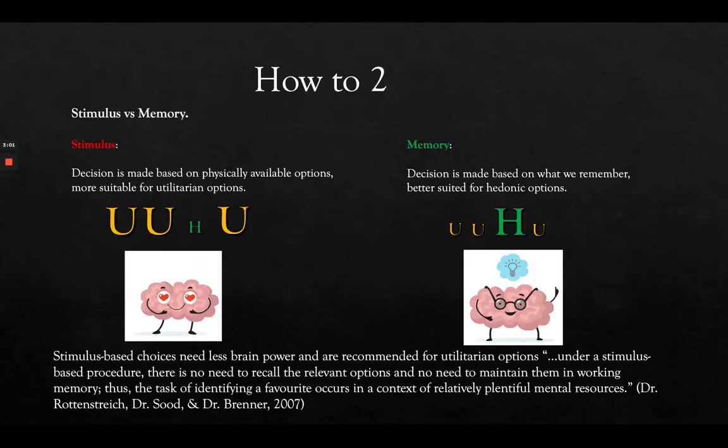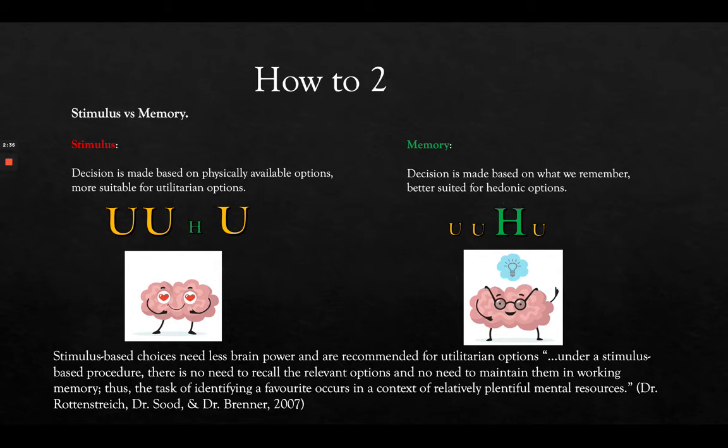How to 2. Stimulus versus memory. Stimulus triggers external decision making. We use physically available options, and this is a system more suited for utilitarian products. So in this case, you want to show your products one next to another, so users will buy what they need the most. And you do this for bank accounts, for example.